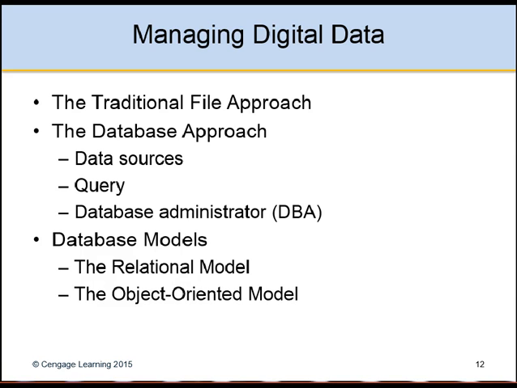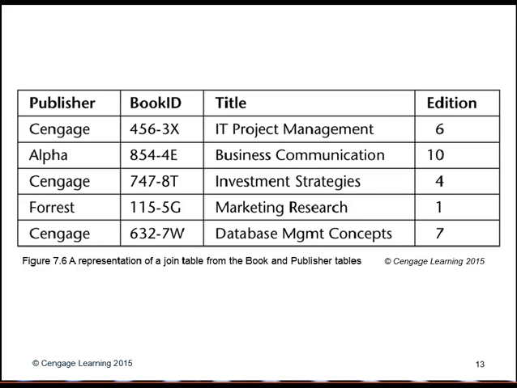There are several types of table relationships. A one-to-many relationship is where one item in a table is linked to many items in the other table. A many-to-many relationship is where many items in a table are linked to many items in the other table. So here we see a join table where we have a publisher and a book and title information from the book.